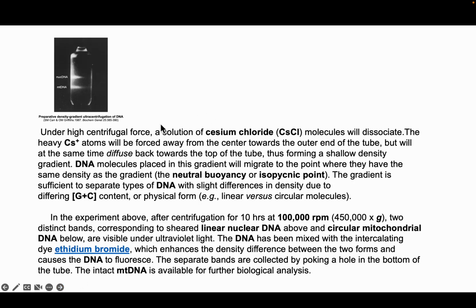So what is density gradient ultracentrifugation? Under high centrifugal force, a solution of cesium chloride molecules will dissociate, and the heavy cesium ions will be forced away from the center towards the outer end of the tube, but will at the same time diffuse back towards the top of the tube.